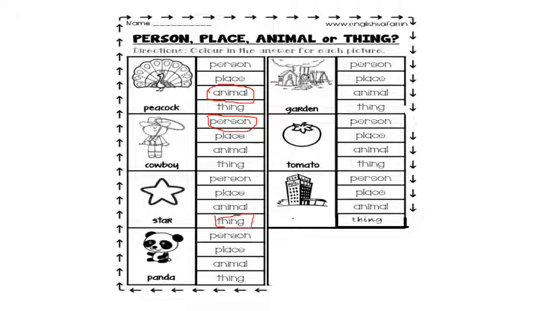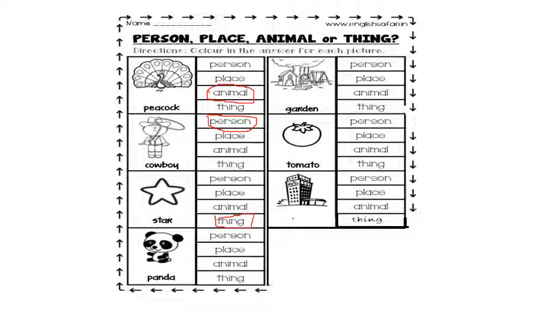Now panda. What is panda? Good. Now, I'll not do this. You have to do by yourself. What is panda? Is it a person, place, animal, thing? Come on, color it. Good. You finished? Okay, good. Now, what is garden? Garden. You go and play in the garden. So, is it a person? Or is it a place? Or is it an animal? Or is it a thing? Good. Do it. Now, you have to do by yourself.